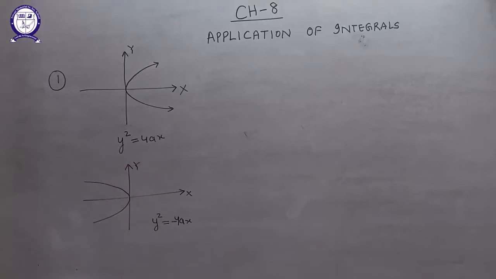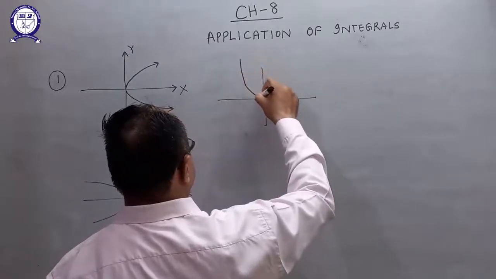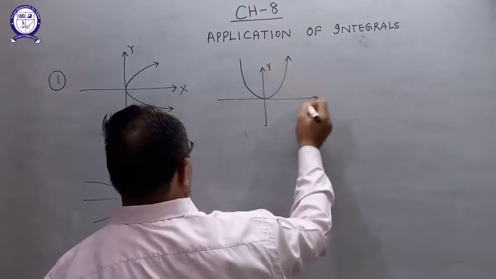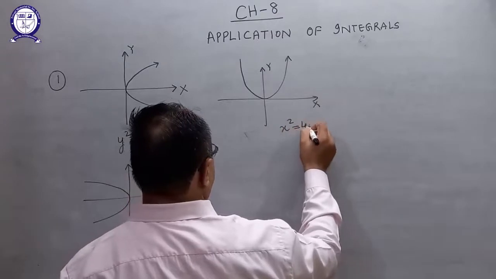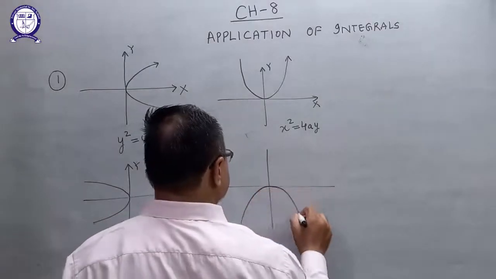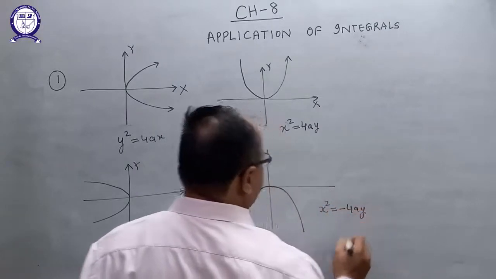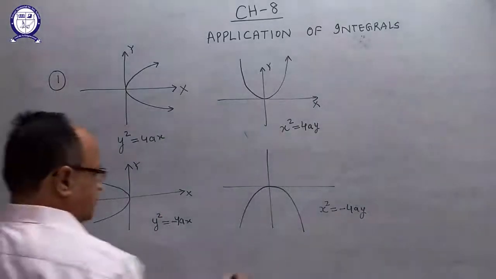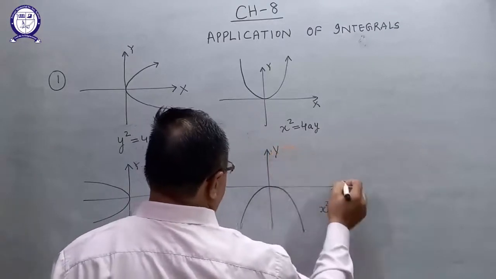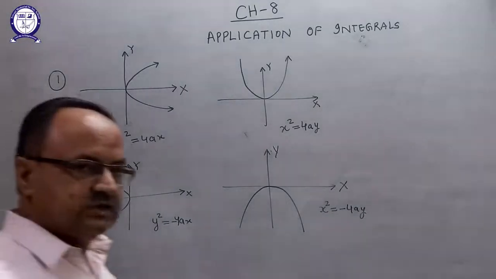Correct? And upward parabola, this is called upward parabola, x square is equal to 4ay, and this is called downward parabola, x square is equal to minus 4ay. These are the standard parabolas.